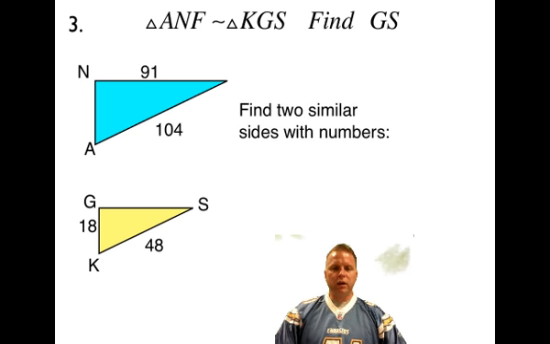Okay. So find two similar sides. Might as well stick with what we know. We got 104 over 48. Worked for us last time. Should work for us again.